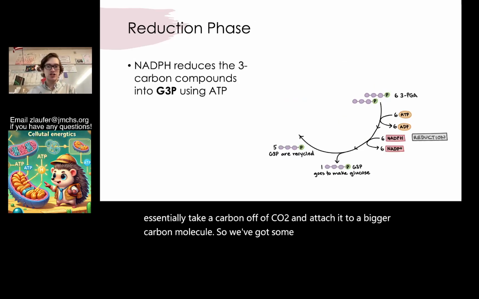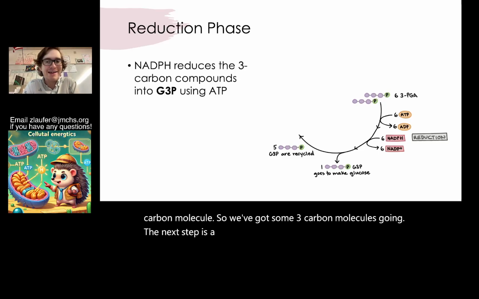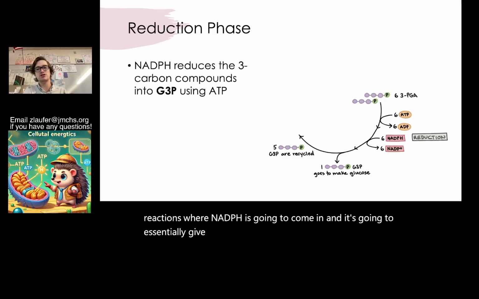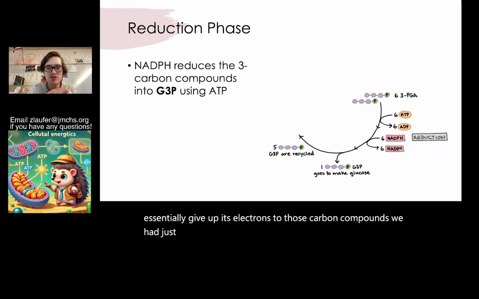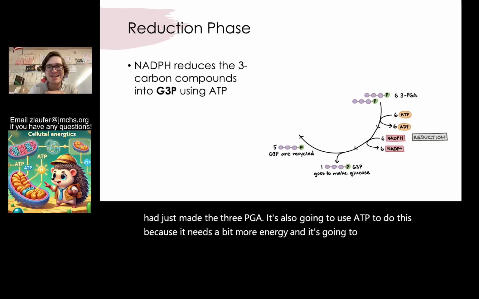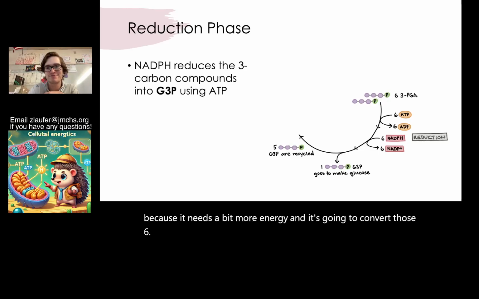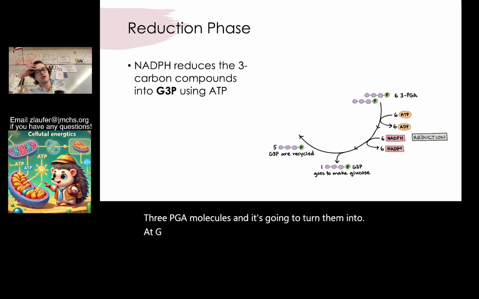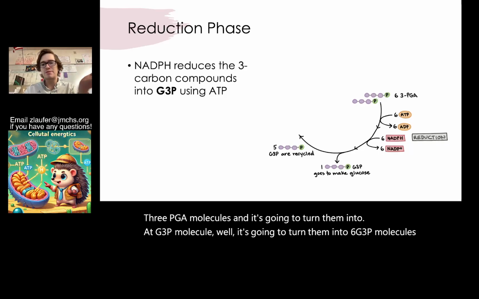The next step is a reduction phase. So this is where we're going to actually use some of that energy that we made in the light reactions, where NADPH is going to come in, and it's going to essentially give up its electrons to those carbon compounds we had just made, the 3-PGA. It's also going to use ATP to do this because it needs a bit more energy. And it's going to convert those 6 3-PGA molecules, and it's going to turn them into 6 G3P molecules. So 1 ATP and 1 NADPH per.